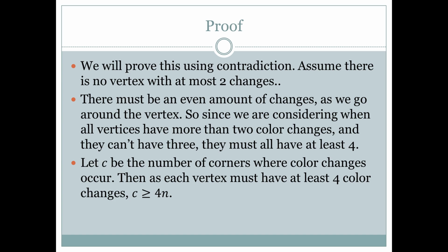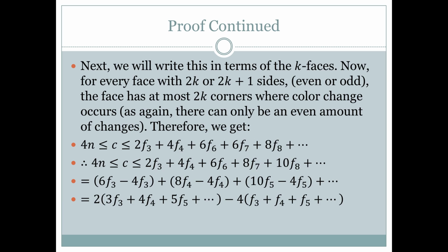And then again, since each vertex must have at least 4 color changes, C will be greater than or equal to 4n. And basically, using the equations we had before, we can create these various equations. So what we're going to do is count the number of faces and count the number of color changes. And again, using the idea that they have to be even.